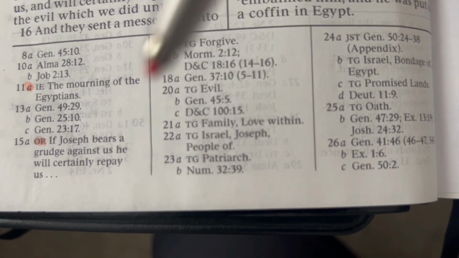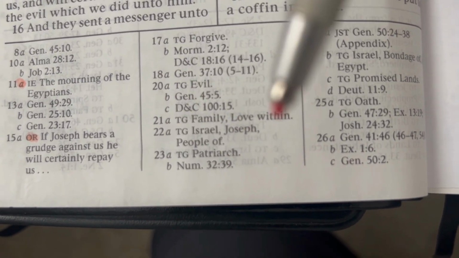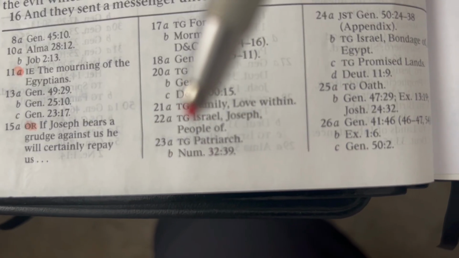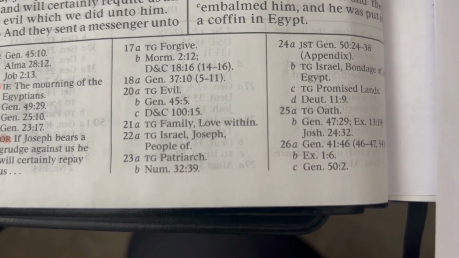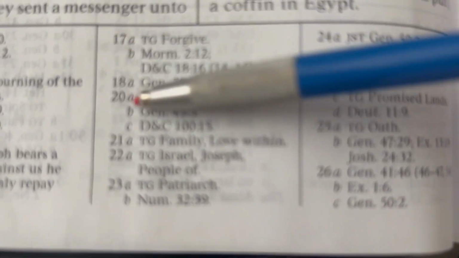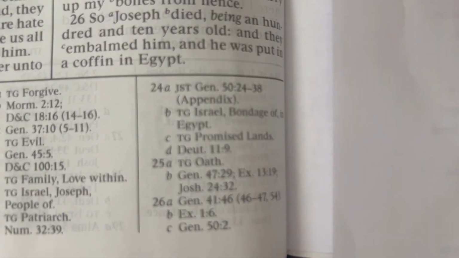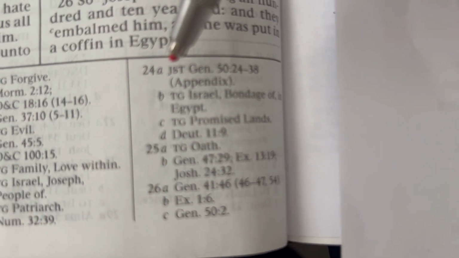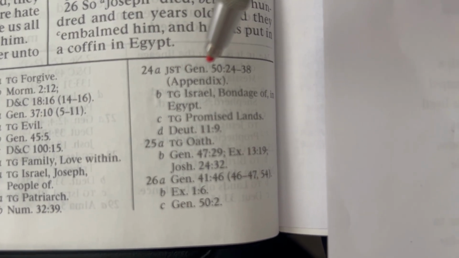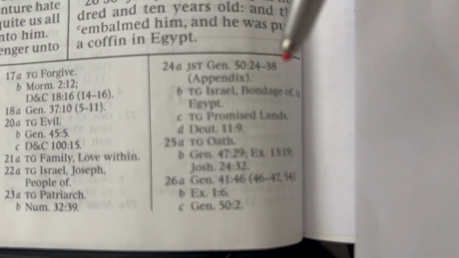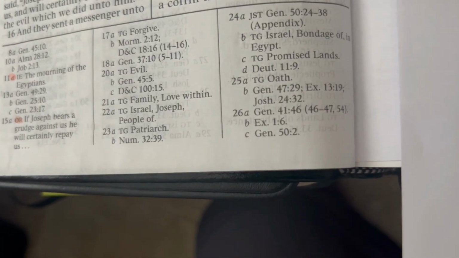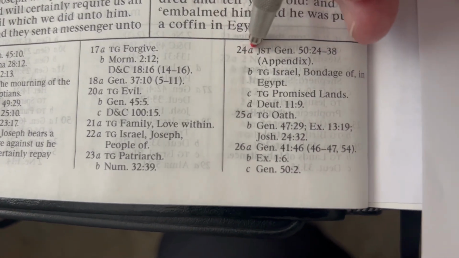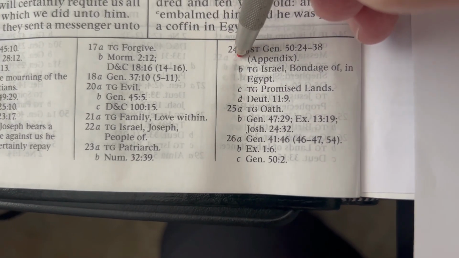b, c, study notes. 21d, Topical Guide. Again, 22a, Topical Guide. 23, Topical Guide. So I can just look at these real quick and see there are no text notes in that second column. Third column, first one, 24a, JST, Genesis 50:24 through, and that actually says 24 through, I can't even read it, 38. Oh, I go, there's a Joseph Smith Translation change. That's a text note. I need to know that.